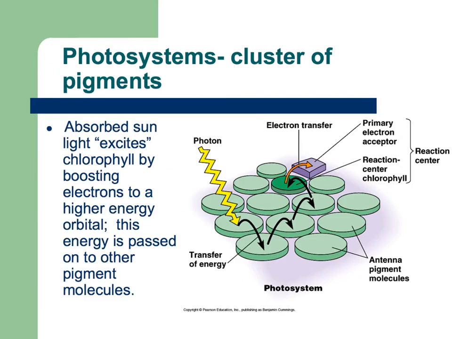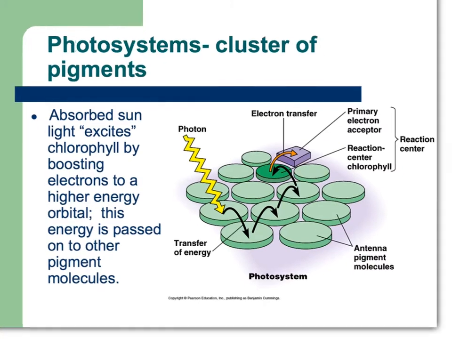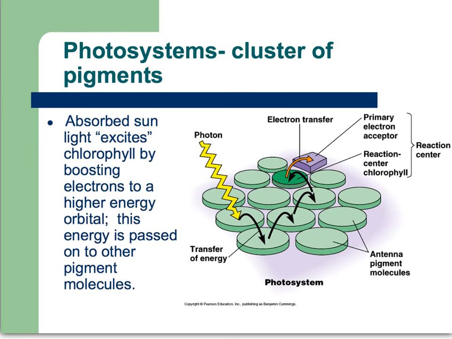Here we have our photosystem. That's basically just a cluster of the pigments that I just talked about. We have our photon of energy here. So this is our energy that's coming from the sun. It's going to be absorbed by that pigment. It's going to excite the chlorophyll, and that's going to boost electrons to a higher energy orbital.